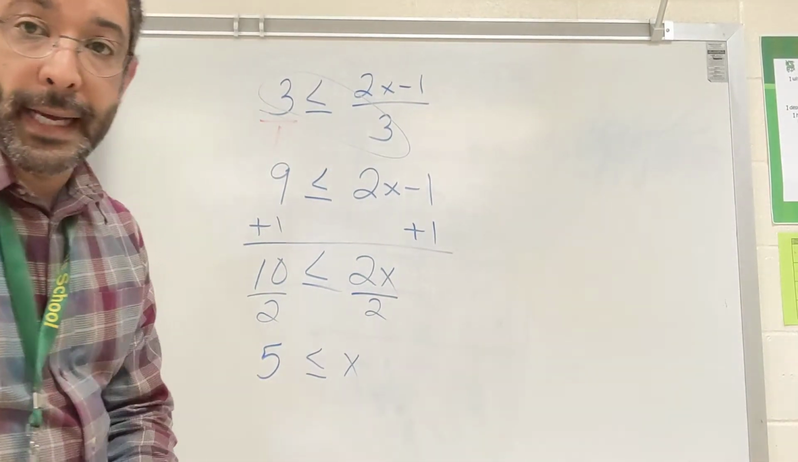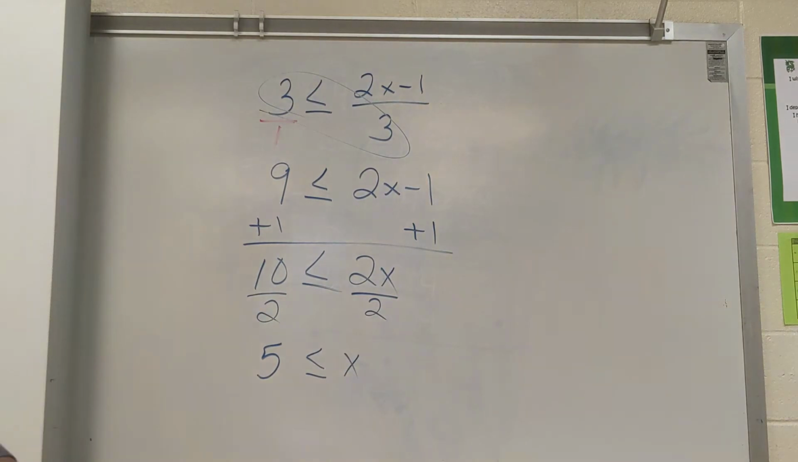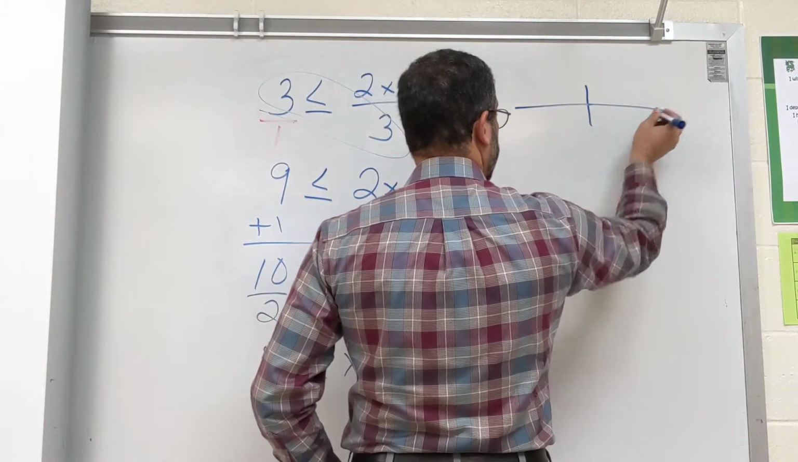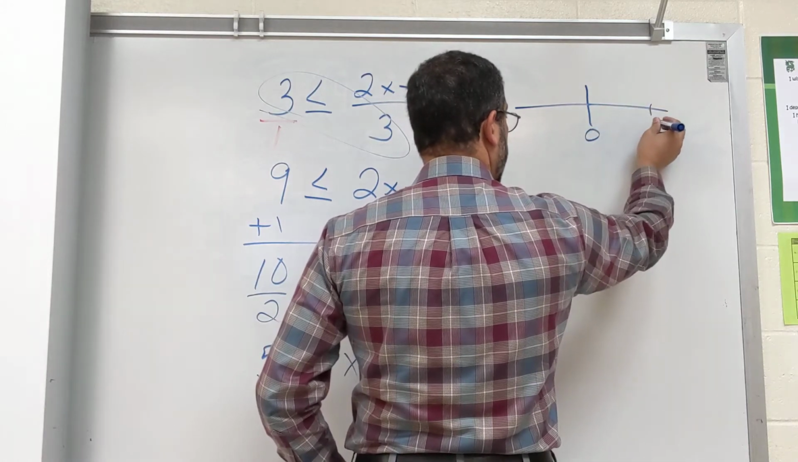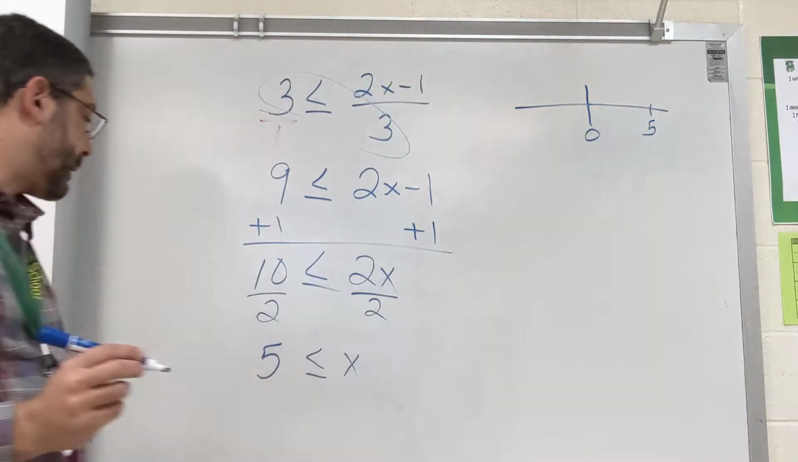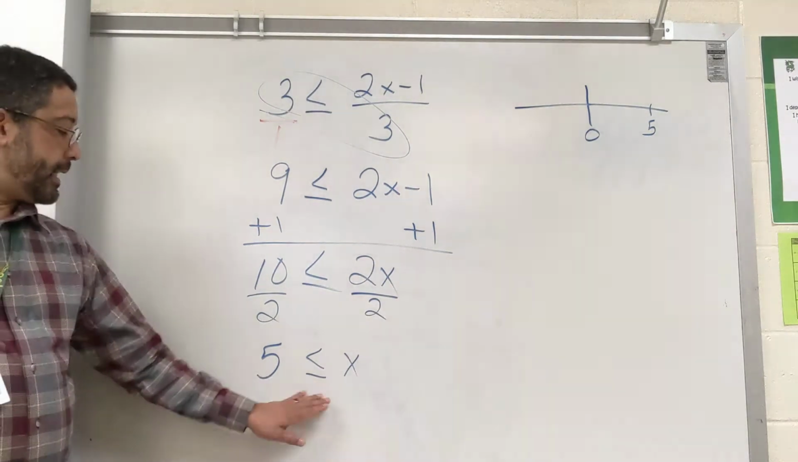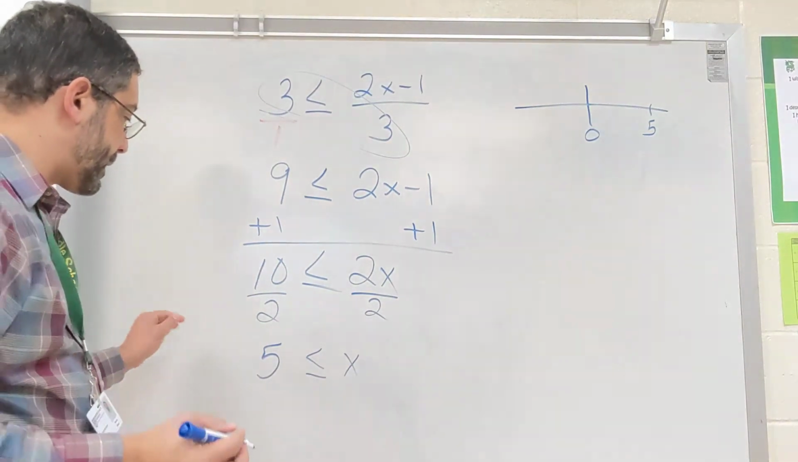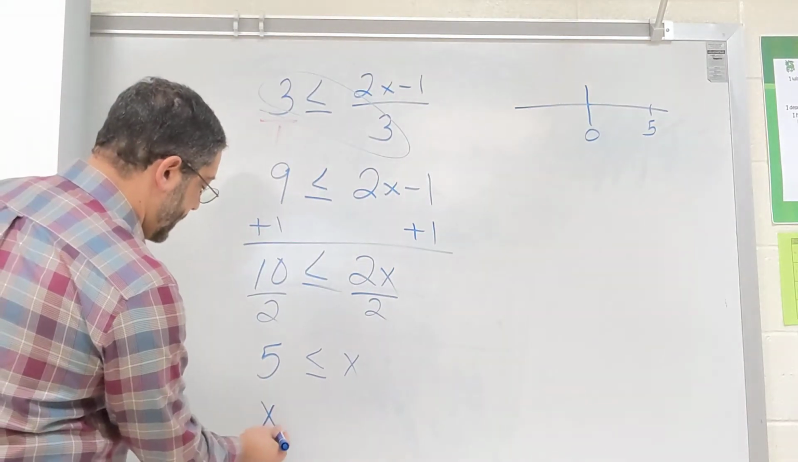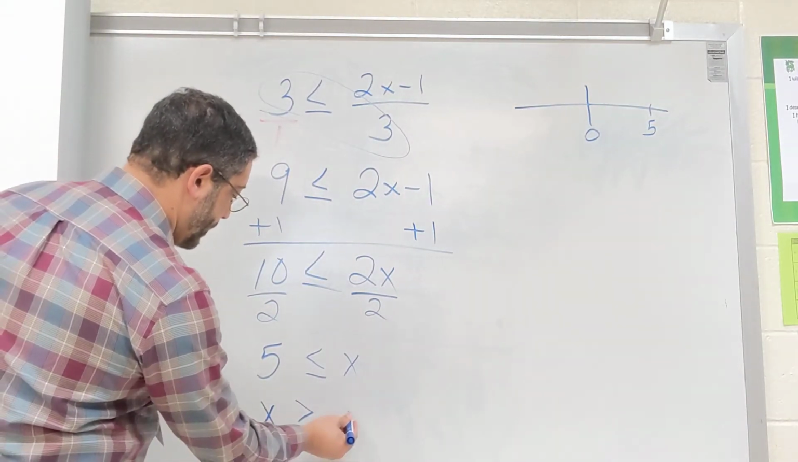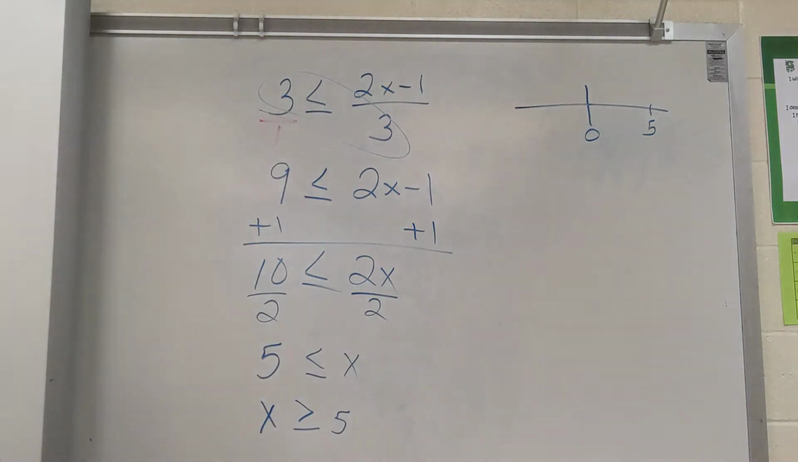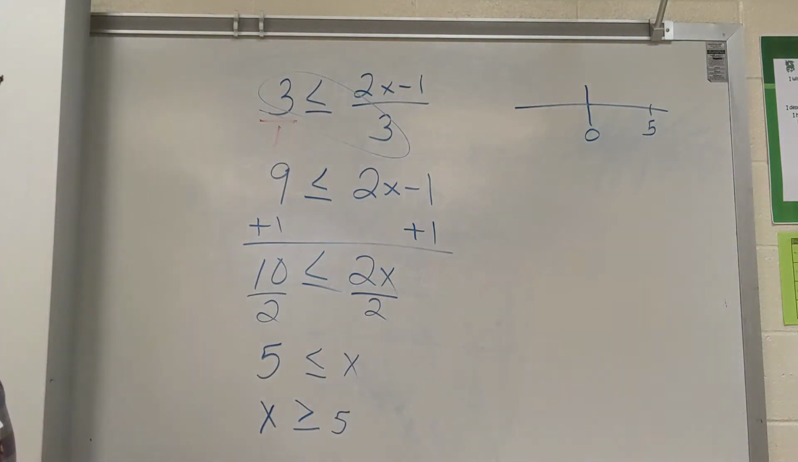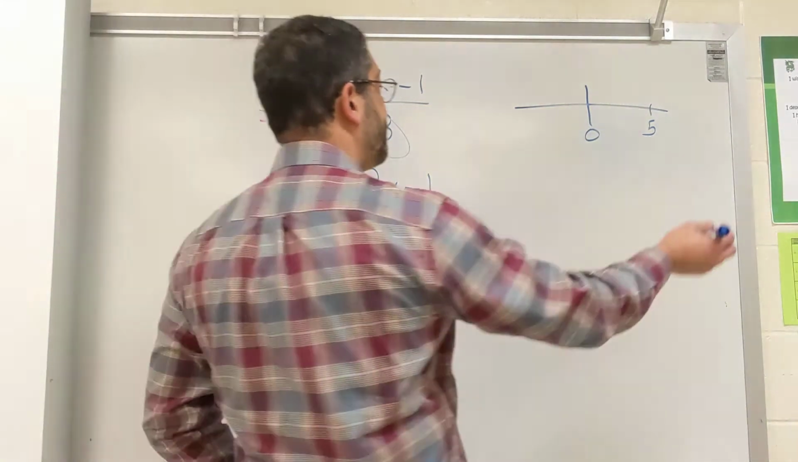Now, to graph that, here's 0, and here's 5, okay? So if 5 is less than or equal to x, it might be easier if you just flip this entire expression to say x is greater than or equal to 5, okay? Because if you look at it, everything's still pointing the same way. That might be easier for you to graph.